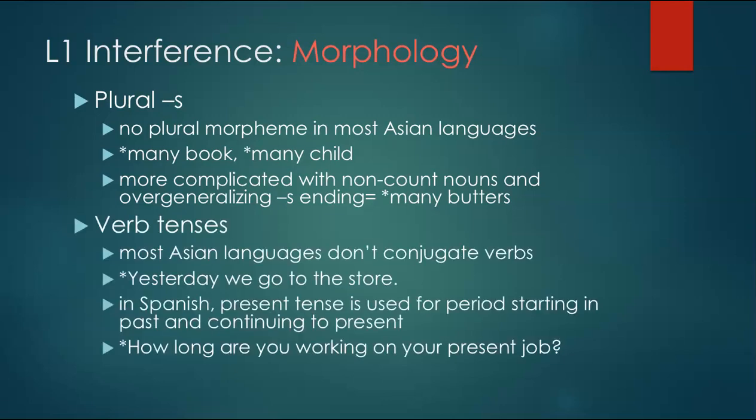Also, verb tenses can be tricky for a lot of English language learners. In most Asian languages, they don't conjugate verbs. They use other context in the sentence to indicate what tense we're talking about. So you might hear, yesterday we go to the store, because the yesterday to them would indicate that's when it happened in the past. They wouldn't necessarily change the verb to went.